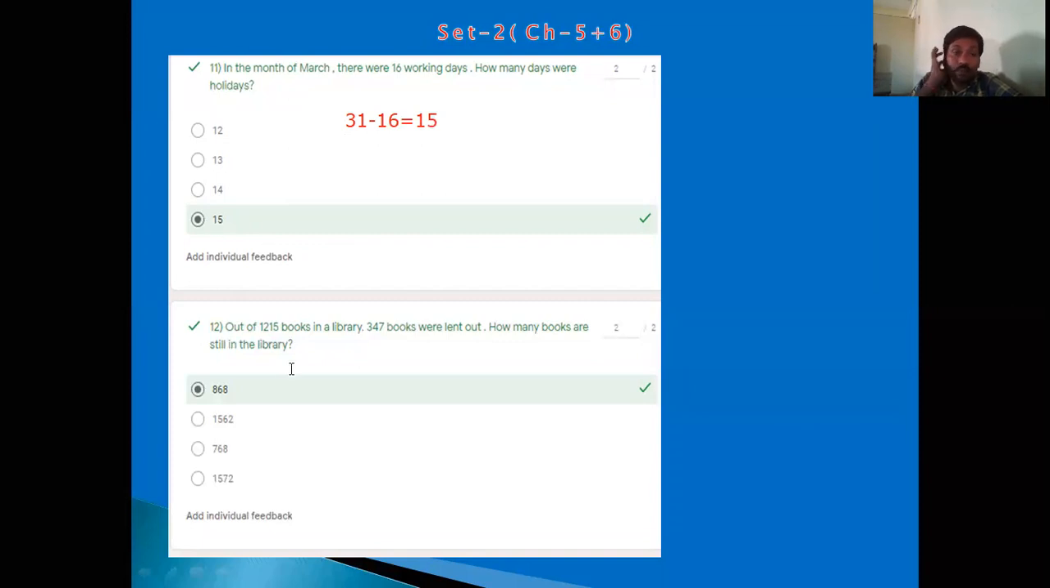Out of 1215 books in a library, 347 books were lent out. How many books are still in the library? So to solve this question, we will subtract 1215 minus 347. When we subtract it, we get 868 books. Okay, so the answer will be this. Now go to the next question.